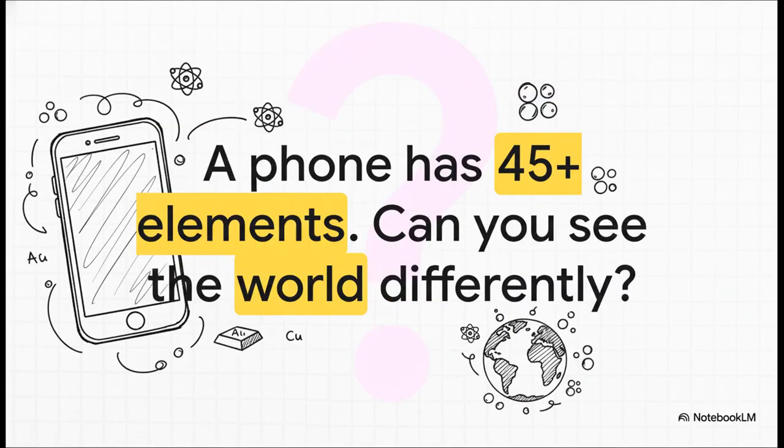And I want to leave you with this thought. That smartphone in your pocket, it is a complex little machine built from over 45 different elements, all combined into countless compounds and mixtures. So now that you know the difference, here's my question for you. Can you look at the world around you a little differently now? Can you see it not just as stuff, but as this incredible collection of elements, compounds, and mixtures?